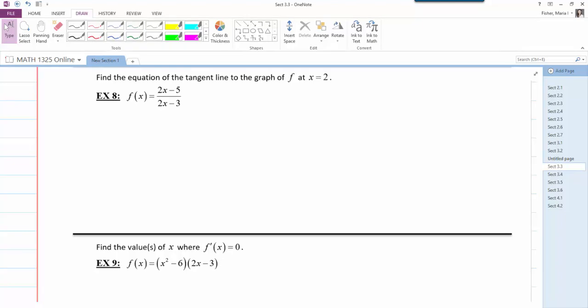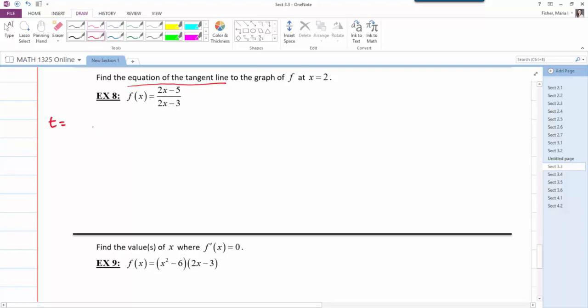Example 8 is asking us to find the equation of the tangent line to the graph of f at x equal 2. Well, again, anytime you see equation of the tangent line, that first means to find the derivative. So we need to find f prime. Well, this is a quotient, so let's go ahead and label.